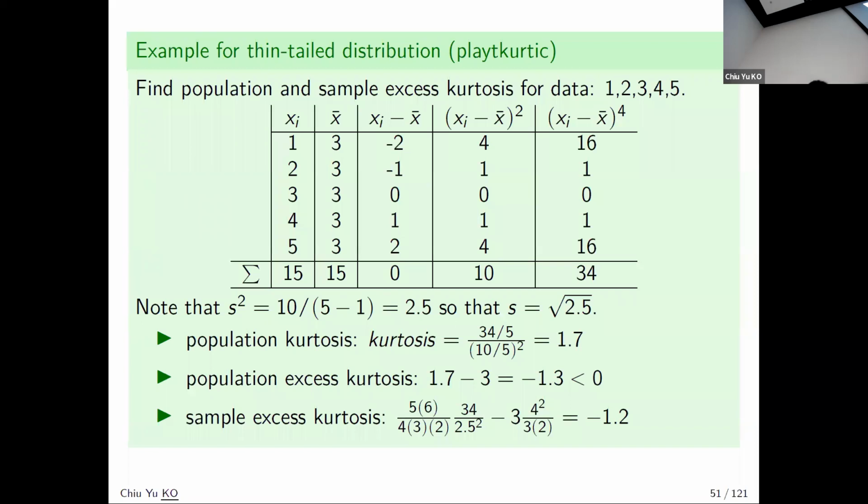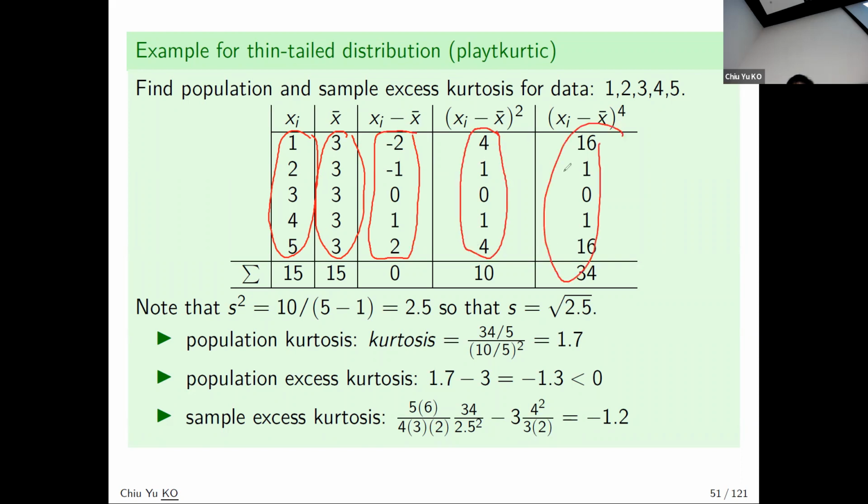This will be the calculation. I will just go over it very briefly. Again, this is the data, and this is the mean. In this column, you calculate each observation minus the mean. Then you take the square in the last column, and you take the square again from the last column. This will give you this. You square again, or you multiply four times, to get this.